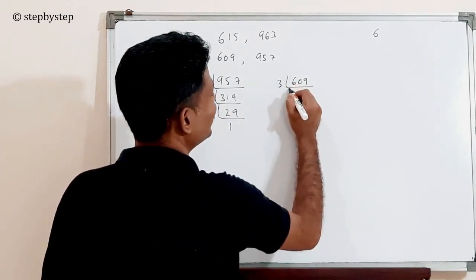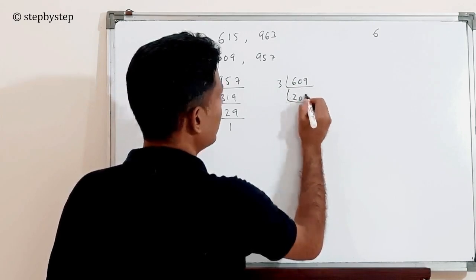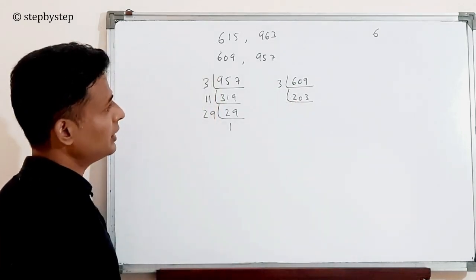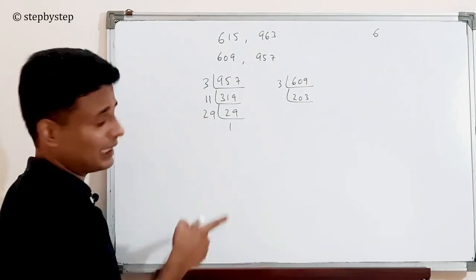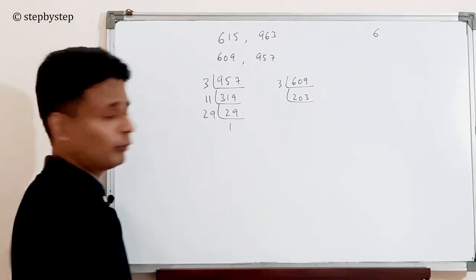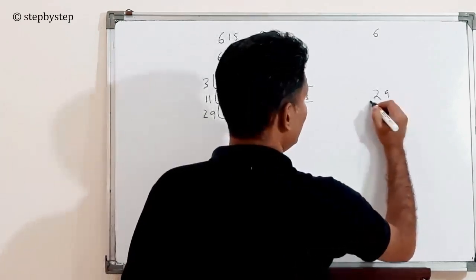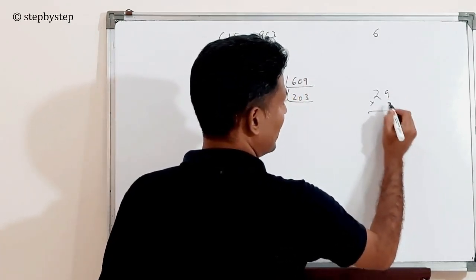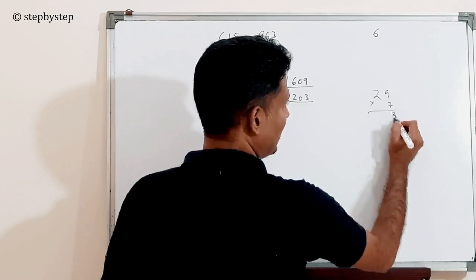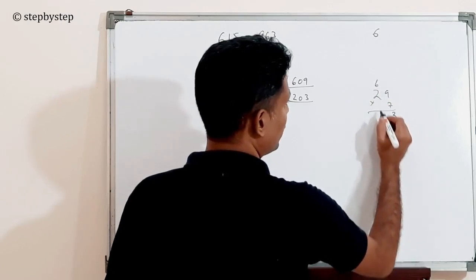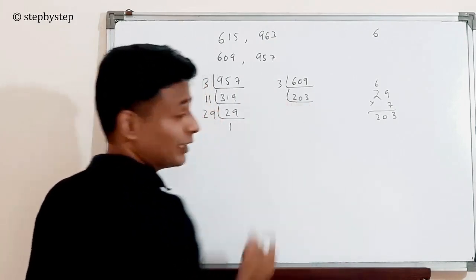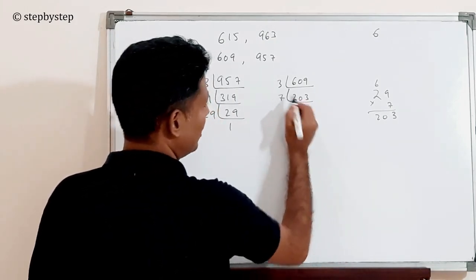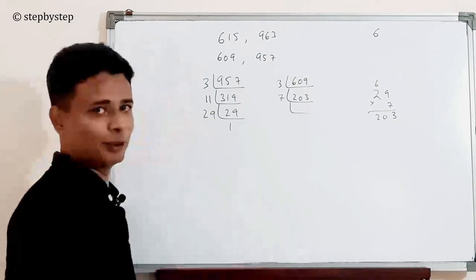Now here again divisible by 3. So 203. Now 203, is it divisible by 11? No. Which means I am pretty sure it is divisible by 29. So 29, and the answer has to end with 3, so I'll multiply by 7. 9 7s are 63, 7 2s are 14, 203. So divisible. We should have checked for 7 first. So what I'll do is a little scam and write 7 first.